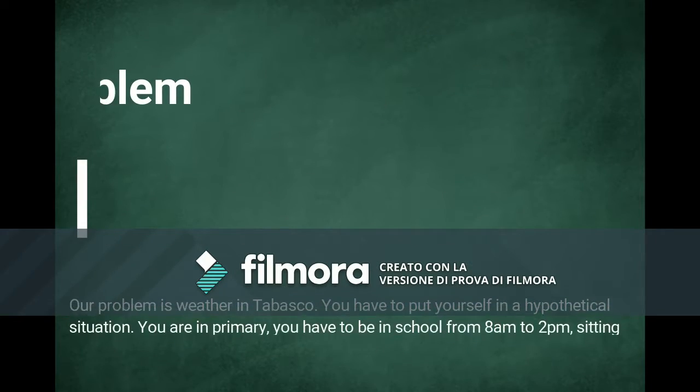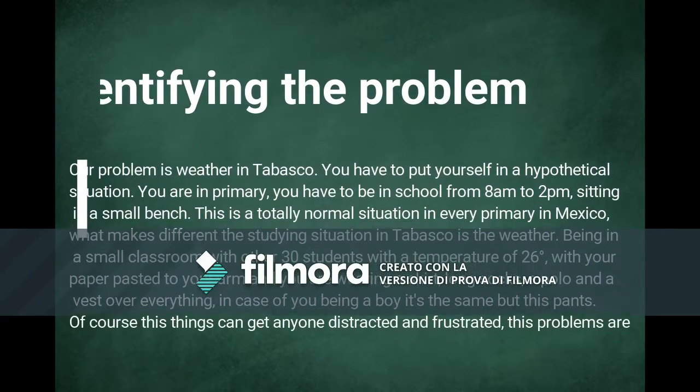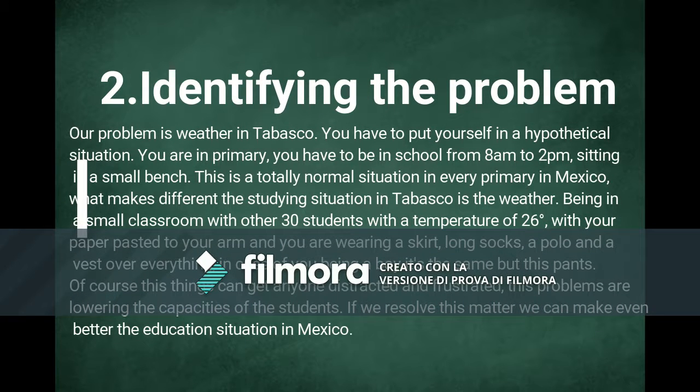It's time for us to get to step number 2, which is identifying the problem. Our problem is weather in Tabasco. You have to put yourself in a hypothetical situation. You're in primary. You have to be in school from 8 a.m. to 2 p.m., sitting in a small bench. This is a totally normal situation in every primary in Mexico. What makes a difference in the studying situation here is the weather.